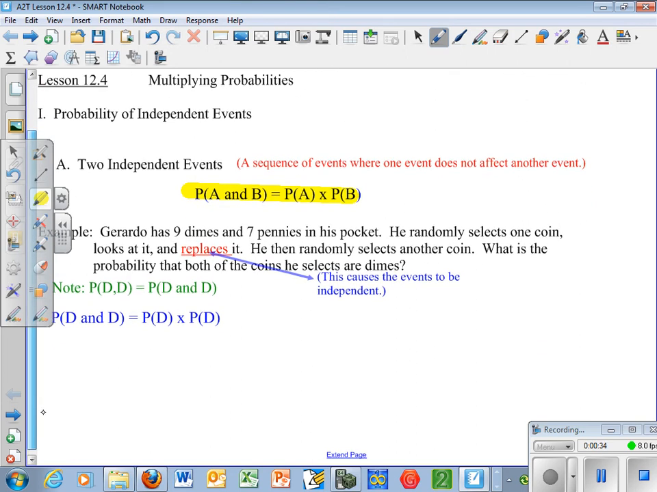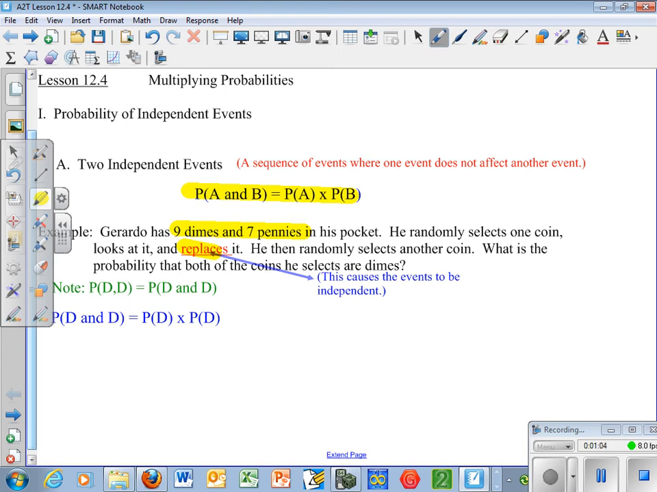So if we look here, Gerardo has 9 dimes, 7 pennies. He randomly selects one coin. He looks at it and he replaces it. And these are key words you've got to look for, if there is replacement or if there's not. He then's going to select another coin. So if you put it back in, you have the same number to select from as you did for the first draw. That's what makes this independent. So what is the probability that both the coins he selects are dimes?